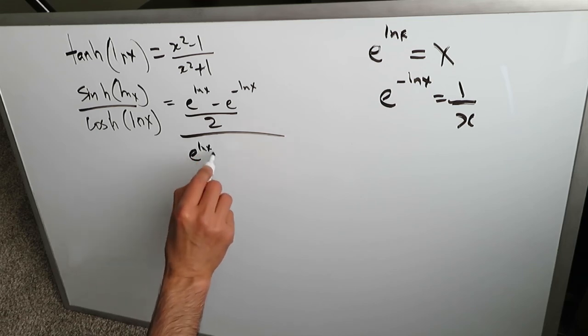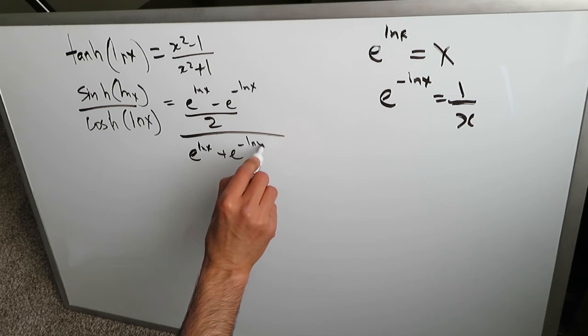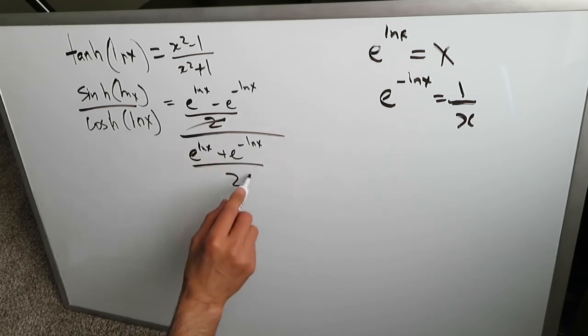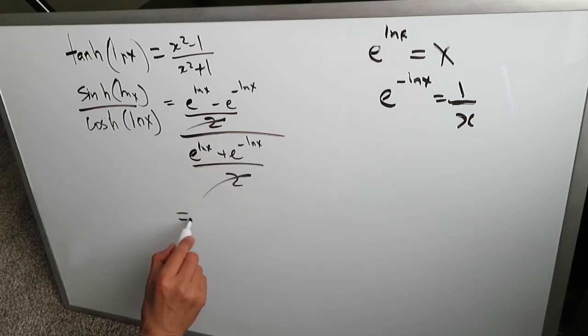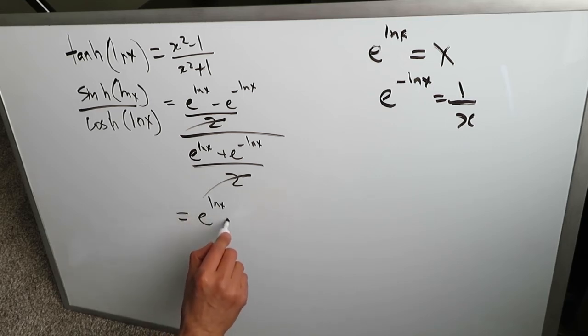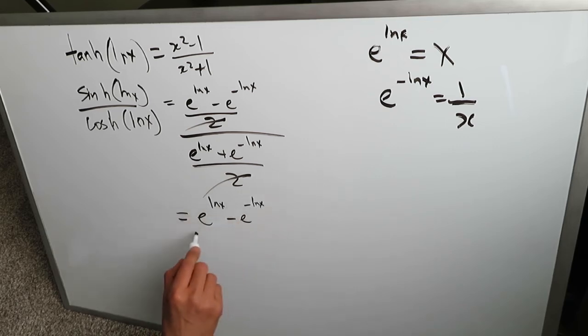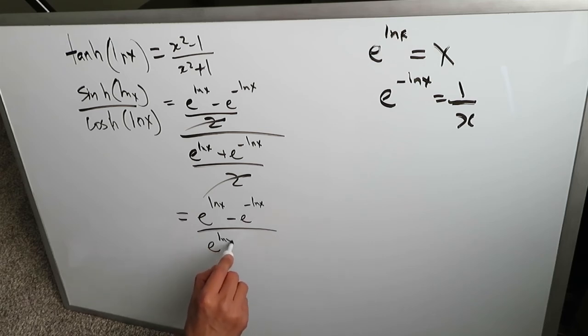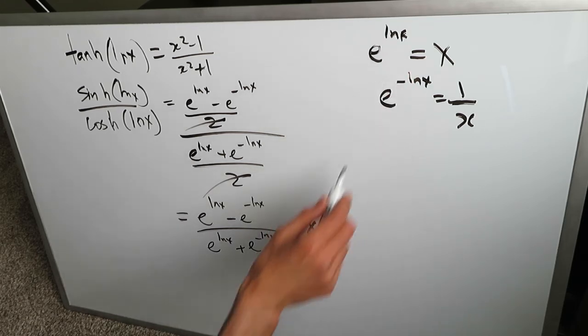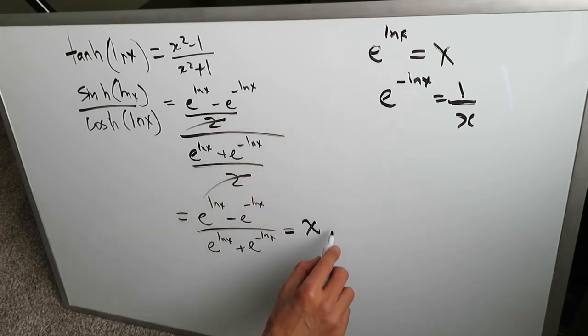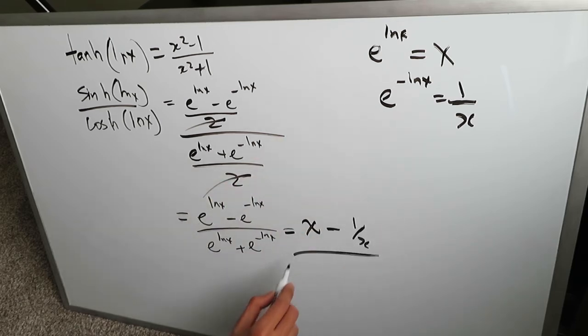E to the ln x plus e to the minus ln x over 2. Cancel out these 2's because they'll cancel out anyways. What do you get? E to the ln x minus e to the minus ln x divided by e to the ln x plus e to the minus ln x. Now this is where the wonderful substitutions will kick in. E to the ln x was equal to x, because we showed you that whole expression here was equal to x minus 1 over x. Divided by e to the ln x was what? X plus 1 over x.